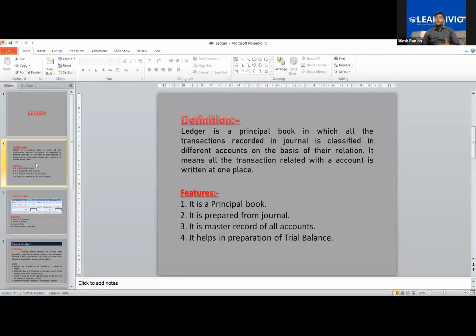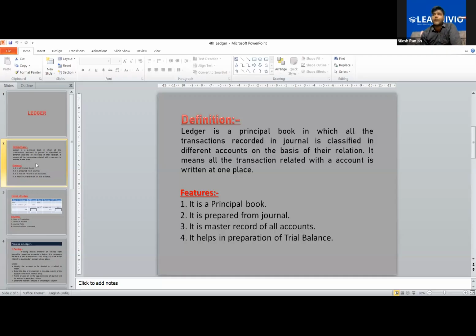So information will be received from this part, the ledger part. So that is why it is called principal book, an important book. It is prepared from journal, and it is master record of all the accounts.